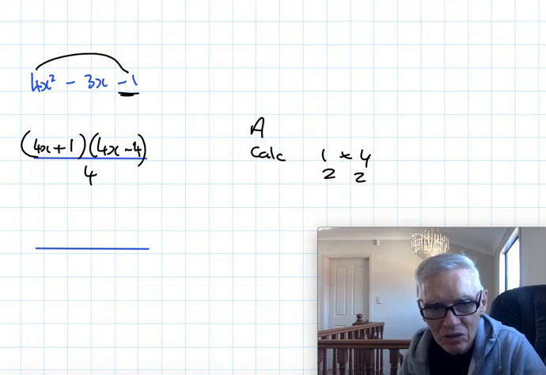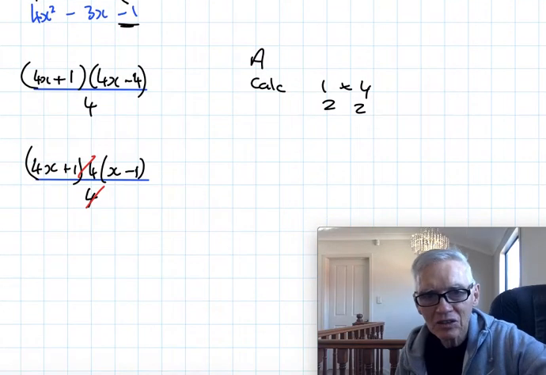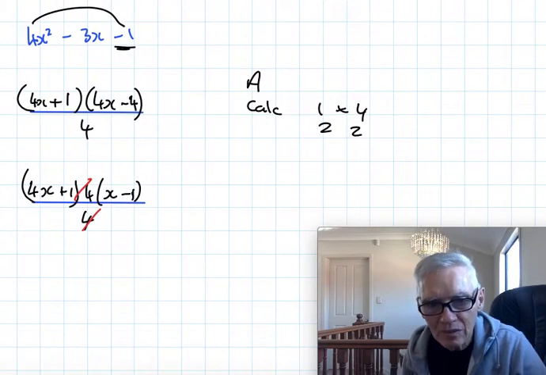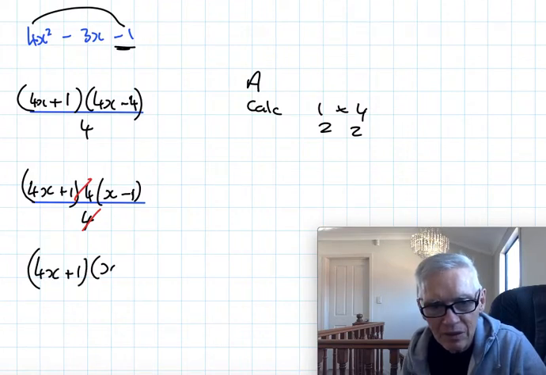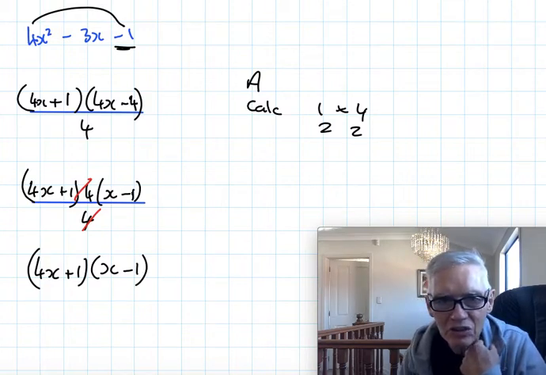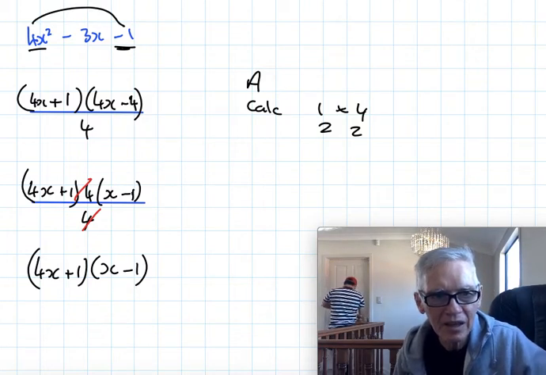We can cancel the 4 out of the factor on the second one. So I'm going to factorize this with 4 bracket x minus 1. We can cancel out the 4s here, and that cancels out with that one. And so my final answer for this question is 4x plus 1 and x minus 1. So that's how we do factorizing when we have a coefficient that is not a 1, and that's called the x squared method, the ACC method.